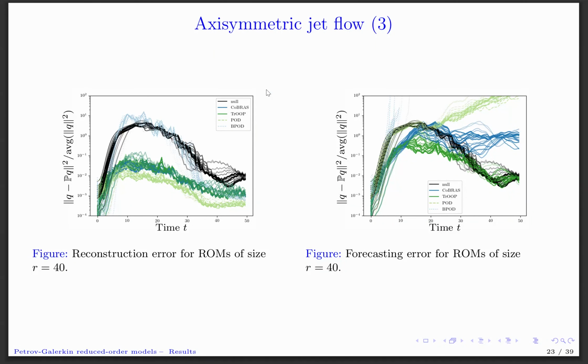And so Troop is the best of all of them. This is also intuitive because we minimize a forecasting type of loss. So by design, if trained properly, it should be the best of all of them. Cobras is also doing decently, and all the other formulations are not doing great.